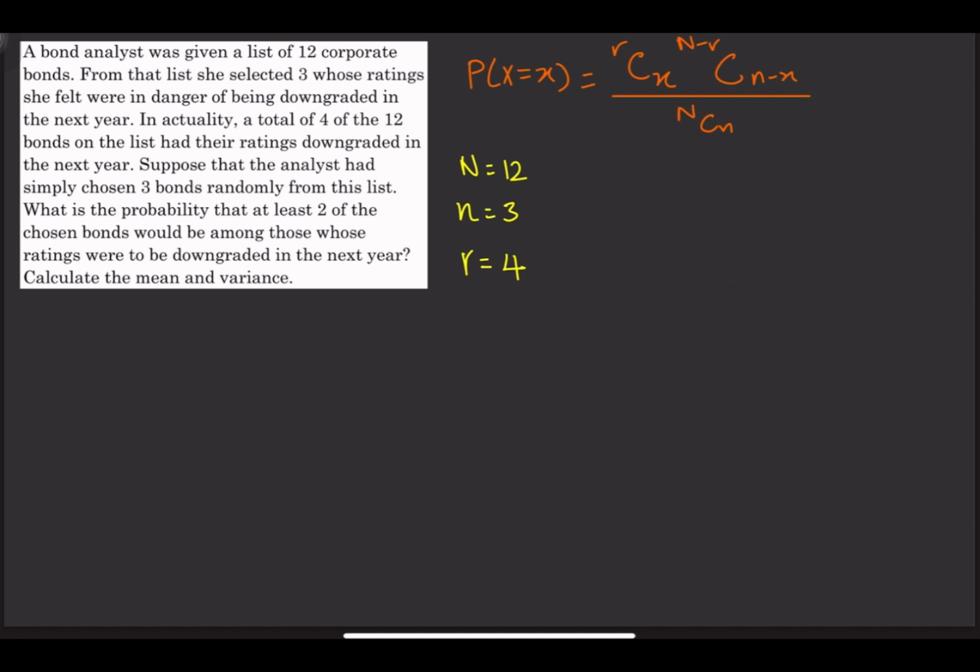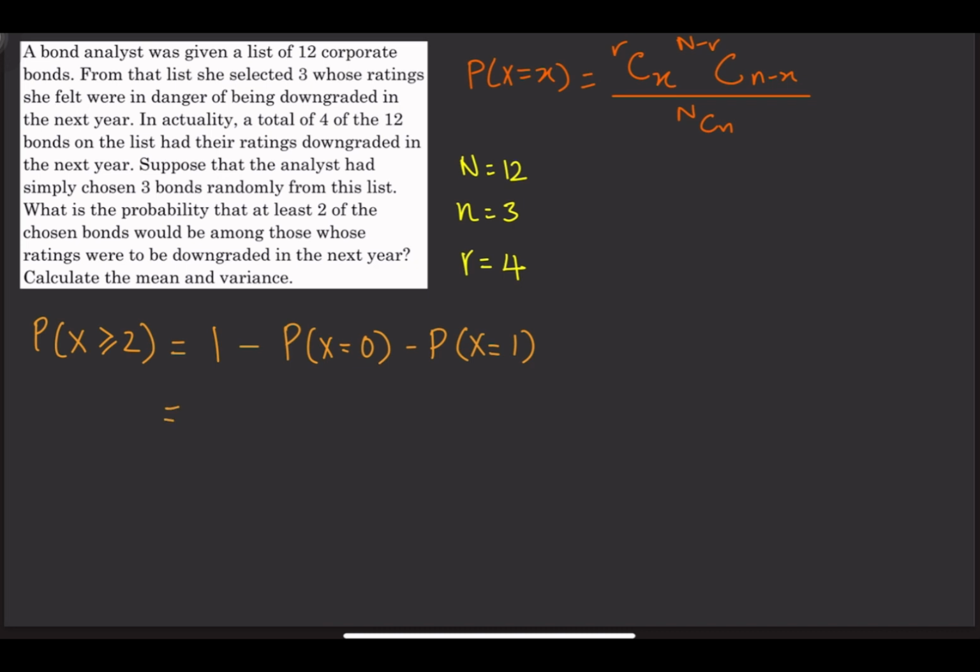So what are we trying to find here? The probability that x is at least 2, right? Success is at least 2. That means 2 or more. We could calculate 2, 3, 4 one by one, but it will be easier if we just use 1 minus the probability that x equals 0 minus the probability that x equals 1. And that will give you your answer.